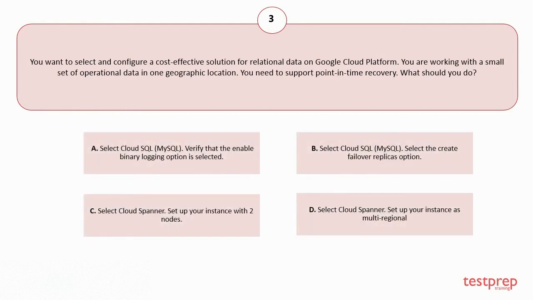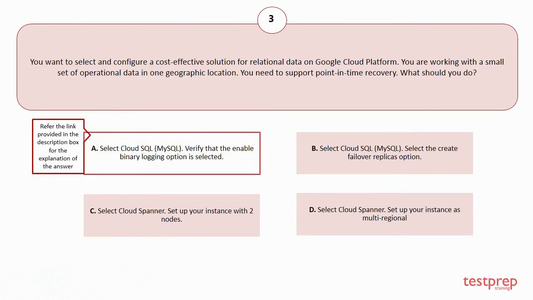Your options are: A. Select Cloud SQL. Verify that the Enable Binary Logging option is selected. B. Select Cloud SQL. Select the Create Failover Replicas option. C. Select Cloud Spanner. Set up your instance with 2 nodes. D. Select Cloud Spanner. Set up your instance as multi-regional. The correct answer is option A.